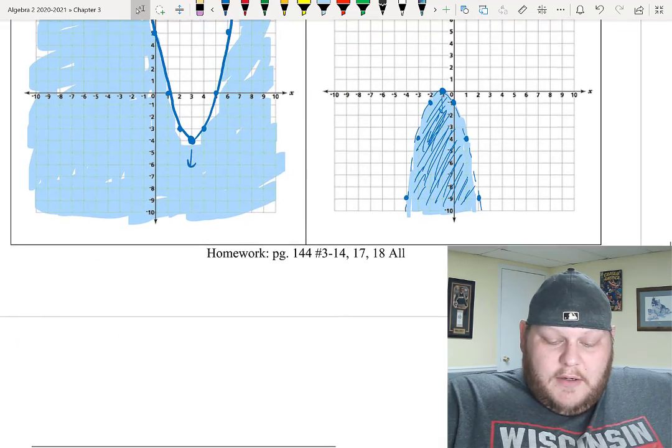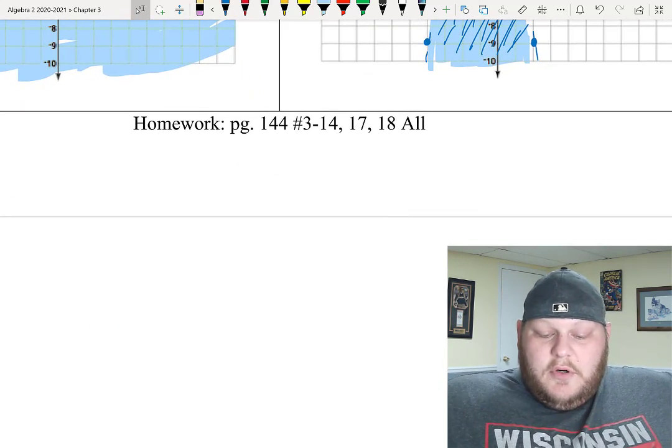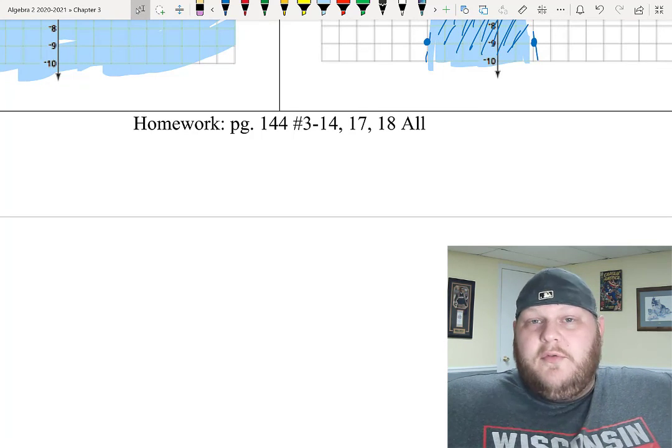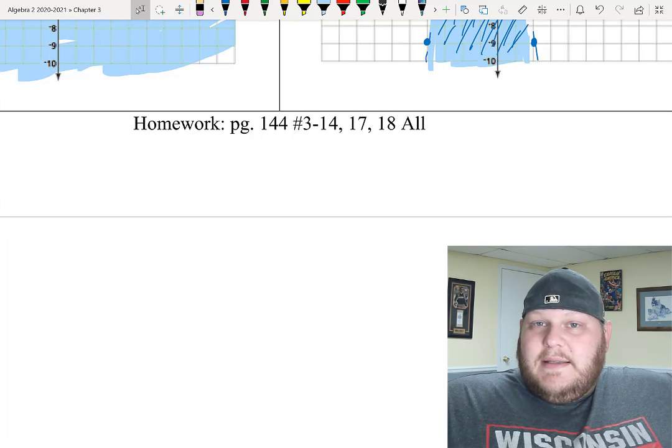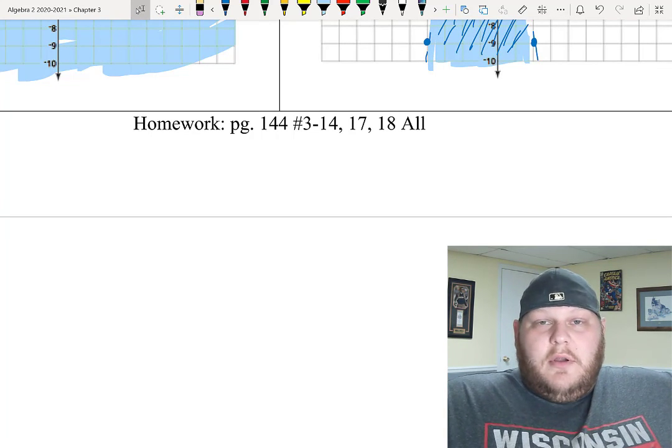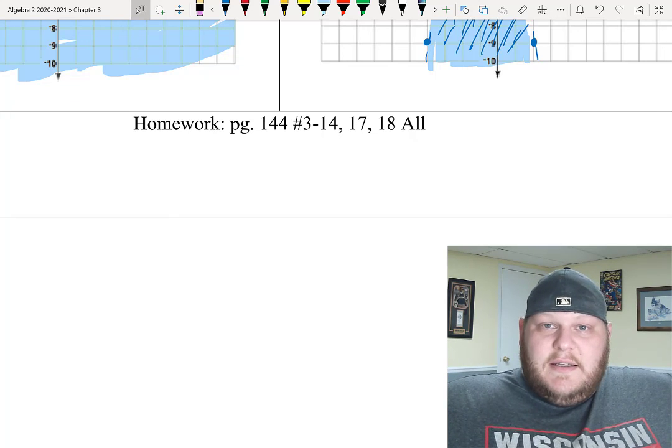So the homework down there is on page 144. For this one, you're doing 3 through 14, 17, and 18, and that's all. So 3 through 14 all, 17 and 18 in addition.